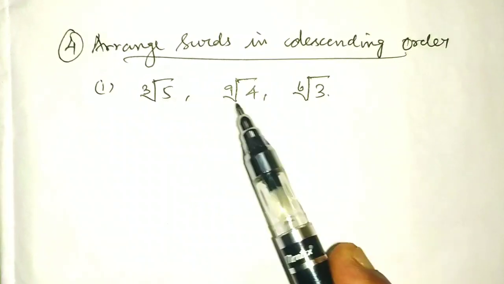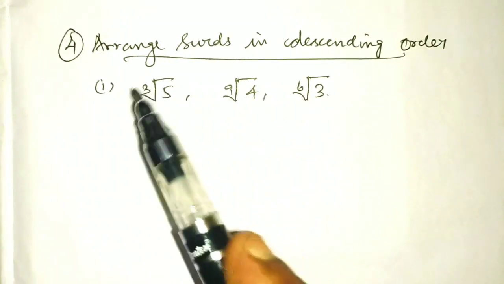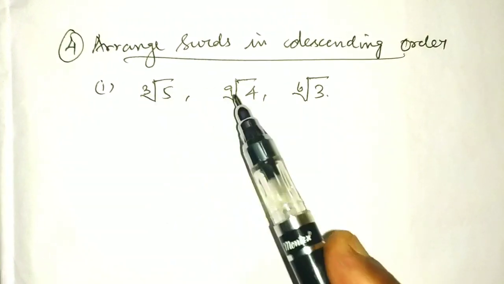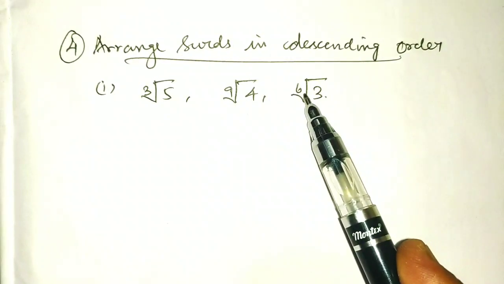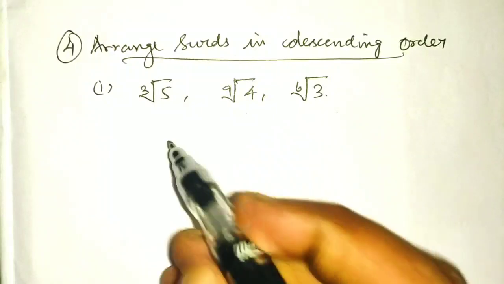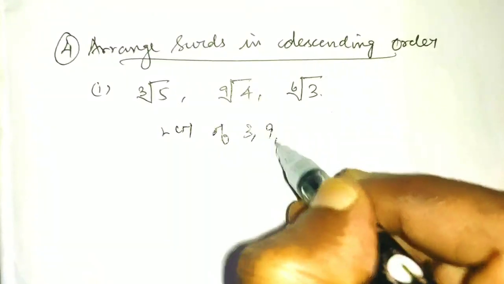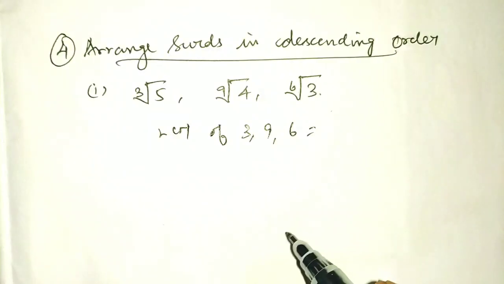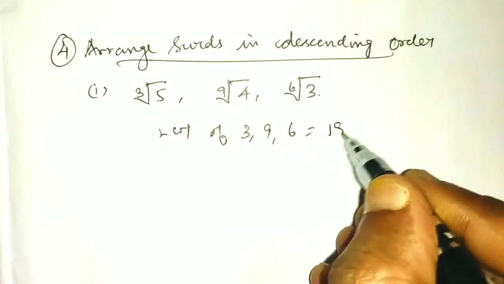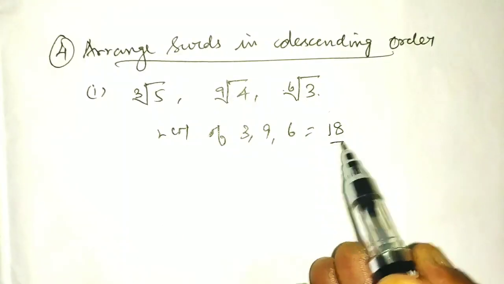Fourth sum, arrange surds in descending order. Cube root of 5, 9th root of 4, 6th root of 3. First we have to make this index as common. For that I have to find the LCM of these three numbers. So what is the LCM of 3, 9 and 6? The LCM of 3, 9 and 6 is 18. So I have to make these three indices 18.